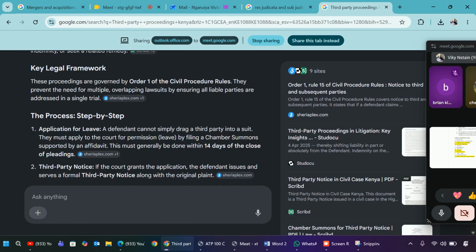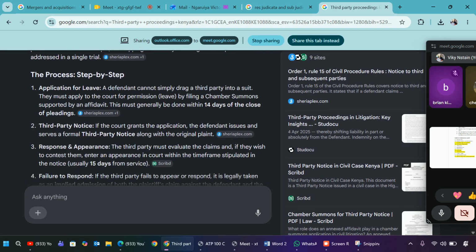If you are ever asked, why do you do third-party suits? What is the rationale? The rationale is to avoid multiple and overlapping lawsuits. What is the process? Application for leave is mandatory. A defendant cannot simply drag a third party into a suit. They must apply to the court for permission through leave by filing a chamber summons supported by an affidavit. This must generally be made within 14 days of the close of pleadings.